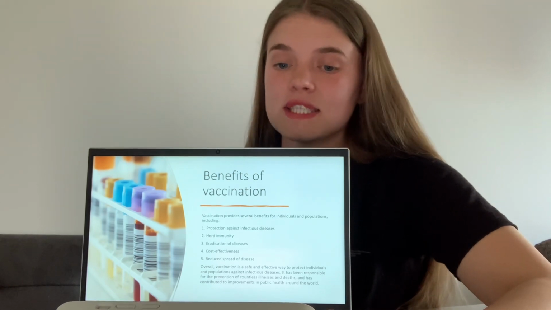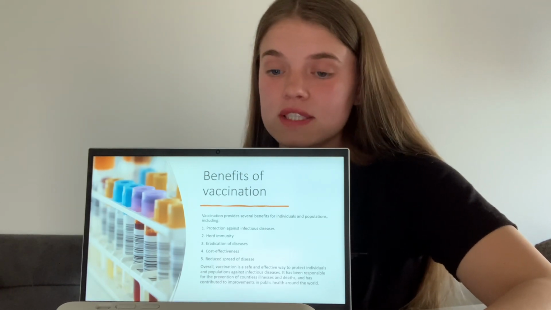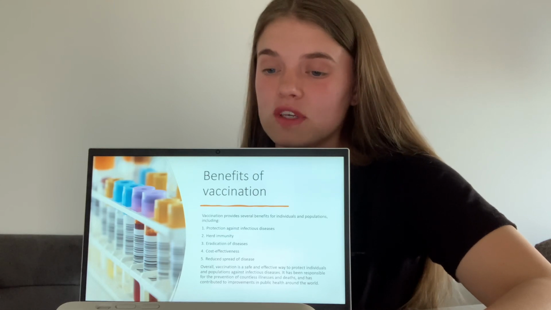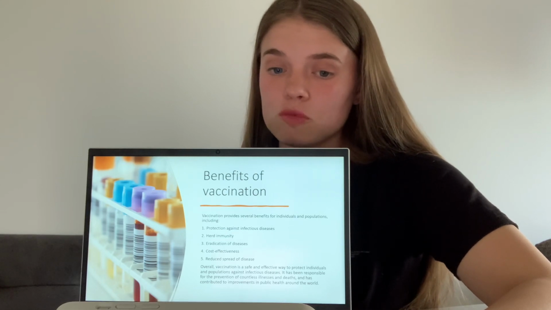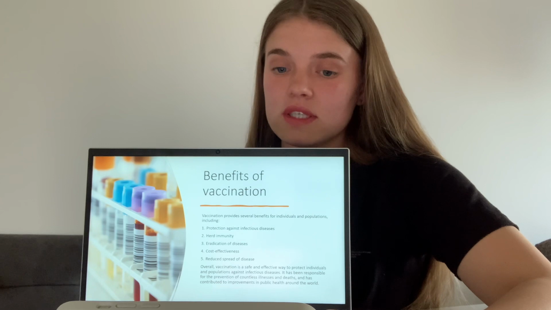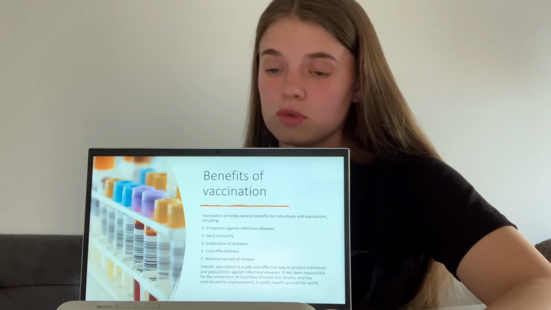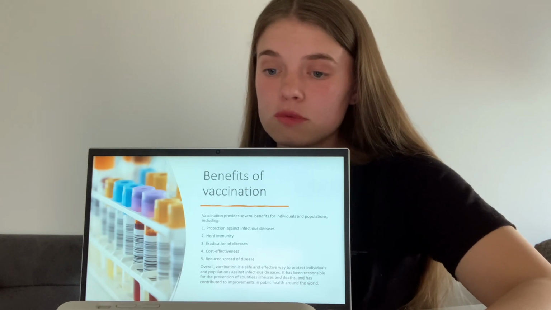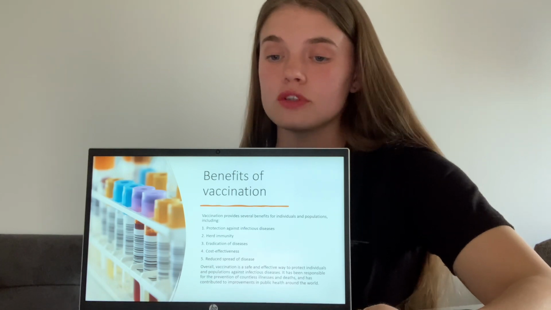Overall, vaccination is a safe and effective way to protect individuals and populations against infectious diseases, has been responsible for the prevention of countless illnesses and deaths, and has contributed to public health improvements around the world.